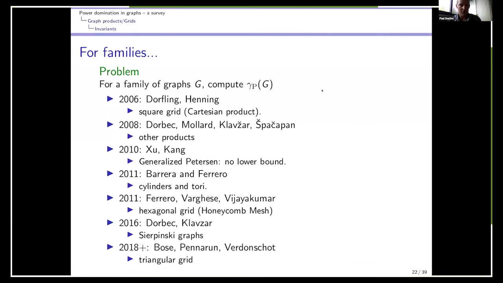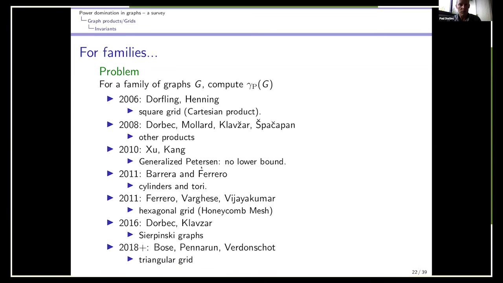Okay, so I will not spend a long time. You see many families of graphs where people wanted to compute the power domination number. It started with the square grid, and Dorfling and Henning made a proof for the Cartesian product of paths. So we had some work on Cartesian products, on other products like strong products and so on, which I will refer to at some point because this is an example where I know the invariant well.